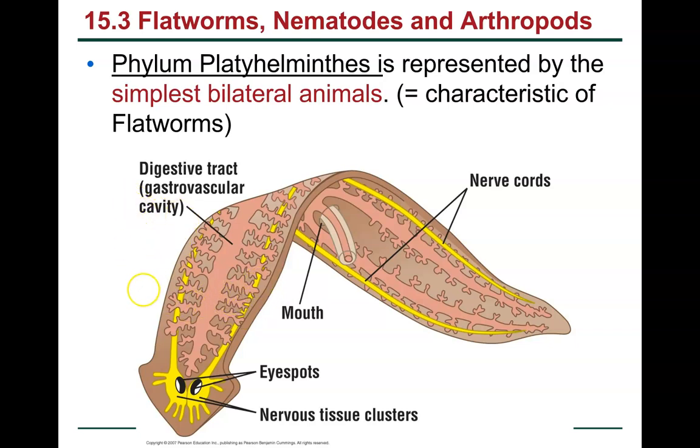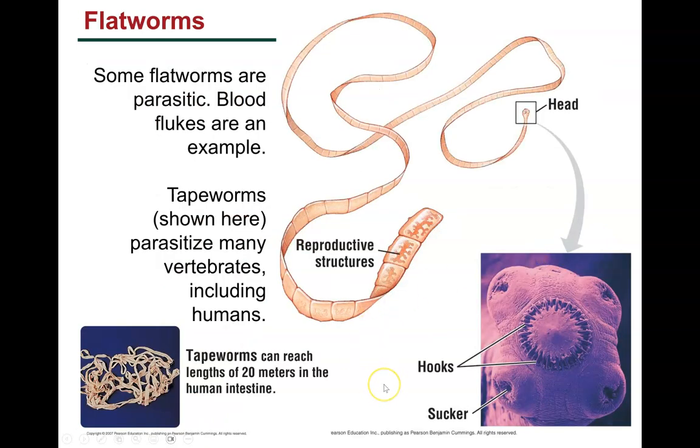These guys do have a digestive tract, but the mouth and anus are the same hole. They've got a nervous system. Some examples of flatworms, so you need to know one example for the exam. Some flatworms are going to be parasitic. So probably one that you've heard about before is a tapeworm. Another example is a blood fluke.